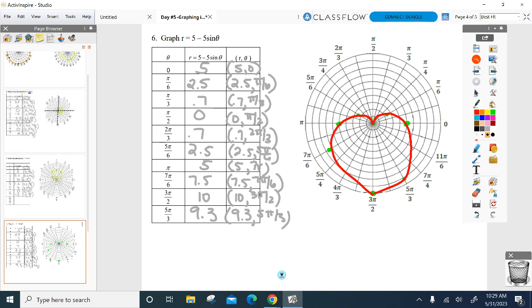Yes, you can think of it as a heart, the official name, cardioid. Cardioid graph. That's what this is called.